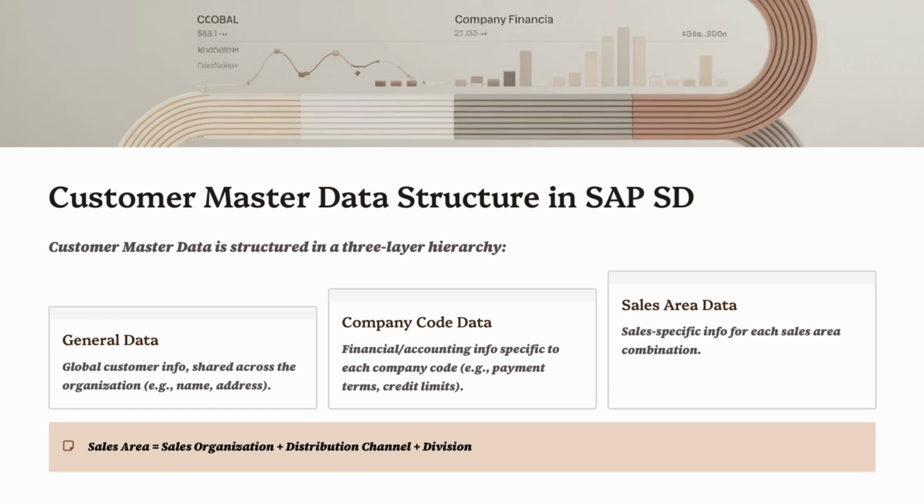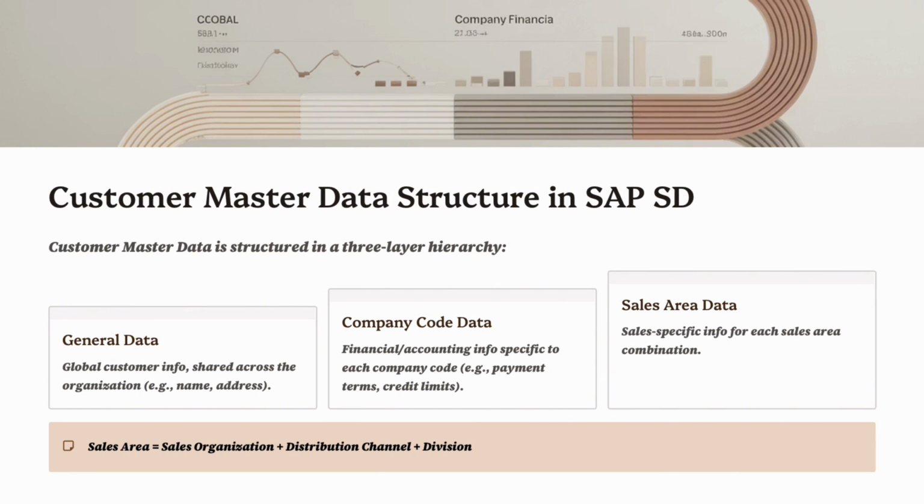Three, sales area data. The most important level for SD, it contains data specific to the sales organization, distribution channel, and division. Includes sales-specific information such as shipping conditions, pricing procedure, and customer group. Key point: in SAP, a sales area equals sales organization plus distribution channel plus division. A customer must be defined for a sales area before you can process any transaction with them.